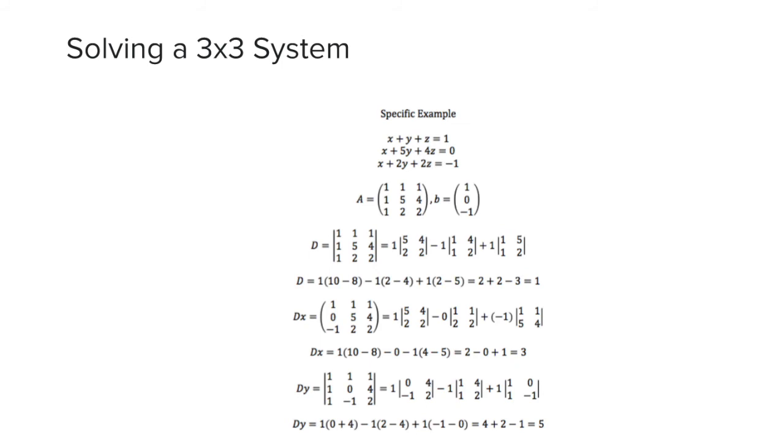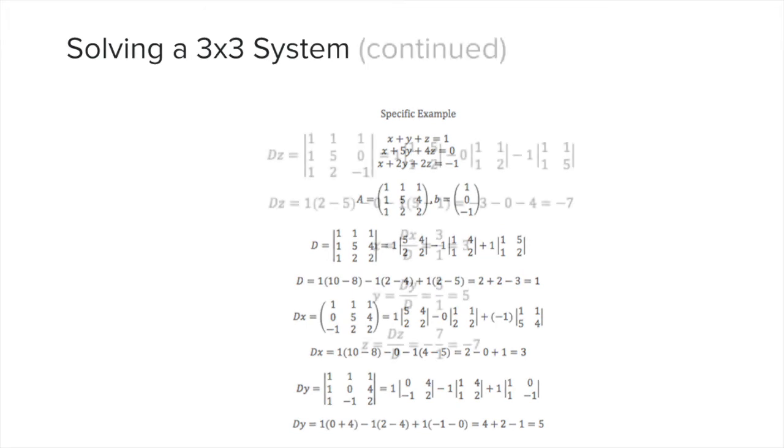So then you're doing the same thing for dy and dz. For dy, you're taking out that 1, 5, 2 in the y column. You're replacing it with 1, 0, negative 1. And then for dz, you're doing the exact same thing. You're taking out that z column of 1, 4, 2 and replacing it with your 1, 0, negative 1 of the answer column. So when you do all the work, dy comes out to 5, dz comes out to negative 7.